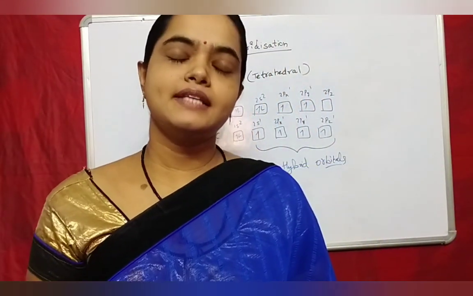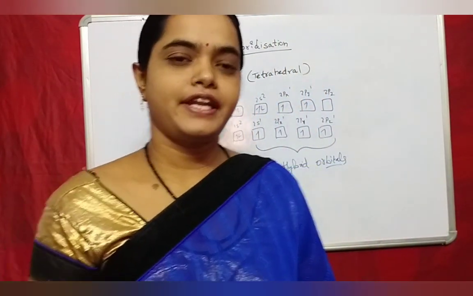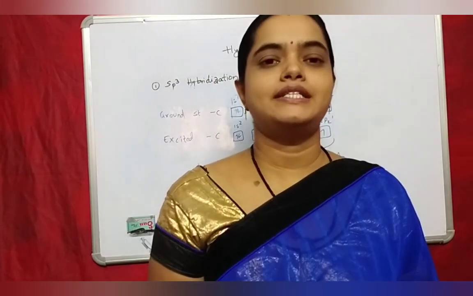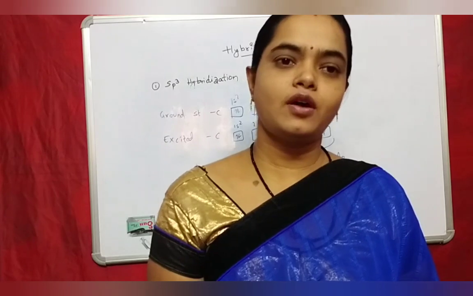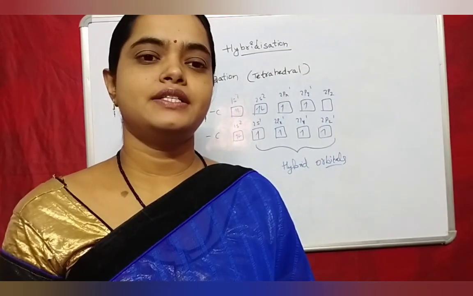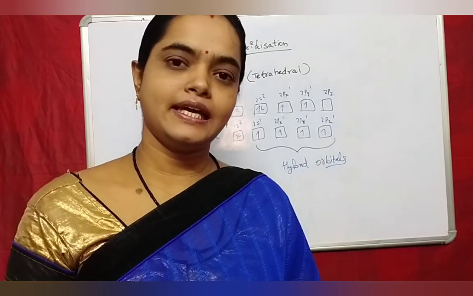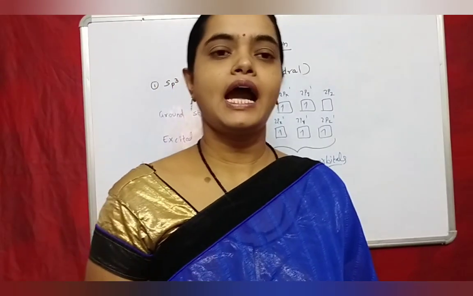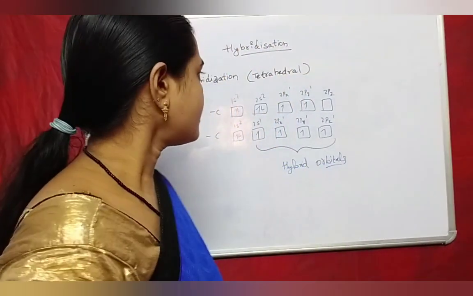Today our topic is hybridization. This is a very important topic. In hybridization, there are three types of hybridization: sp3 hybridization, also known as tetrahedral; sp2, trigonal hybridization; and sp, which is known as linear hybridization. Let's begin the topic with sp3 hybridization.